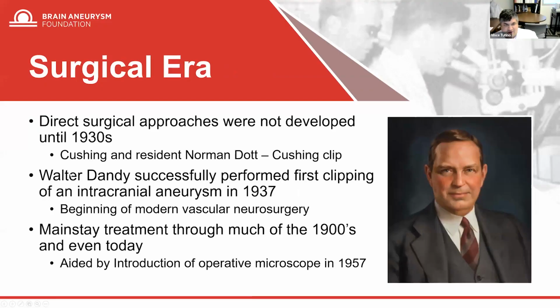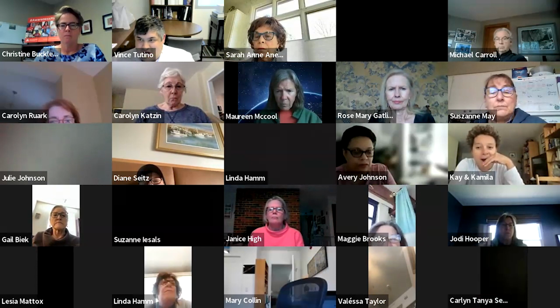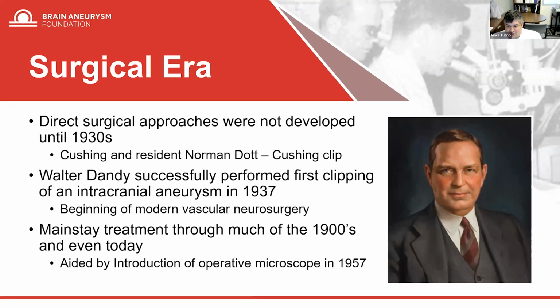But you can see here, beginning in the late 1800s, this is when we first entered this surgical era where we realized that neurosurgical procedures would be successful in treating an aneurysm and preventing its future rupture. The most widely used surgical approach was developed in the 1930s, when that same neurosurgeon Cushing and his resident, who later became another famous neurosurgeon, Norman Dott, both created what's called the Cushing clip, which everybody on this call is probably familiar with, a clip that goes around the neck or on top of an aneurysm, basically squishing it down and eliminating the ability of the blood to flow into the aneurysm sac.